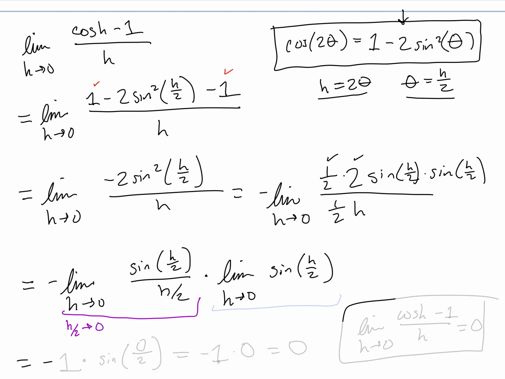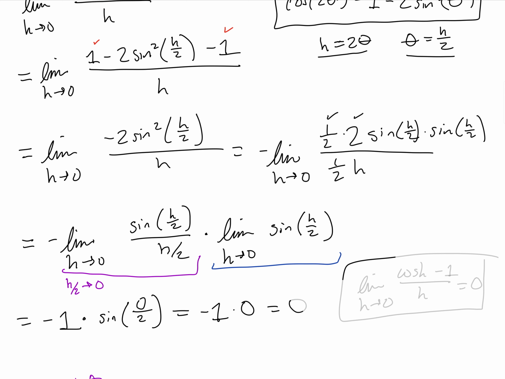So what did we prove? We proved previously that the limit as theta goes to 0 of sine theta over theta is equal to 1. So all of this reduces to 1 times. Now what's this limit equal to? Limit as h goes to 0 of sine of h over 2. Now this is defined. We can plug h equals 0 into sine. So this is sine of 0 over 2. And so that's equal to negative 1 times sine of 0, which is 0. And so that is 0.